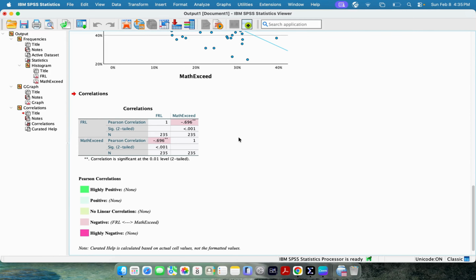So in thinking further, is this relationship meaningful? Beyond statistical significance, this relationship is also meaningful in a real-world educational context. The correlation of this strength suggests that socioeconomic status, as measured by free and reduced lunch percentage, is strongly associated with math achievement at the exceeding level. This indicates that districts with higher levels of economic disadvantage tend to have substantially lower proportions of students reaching that highest level of math performance.